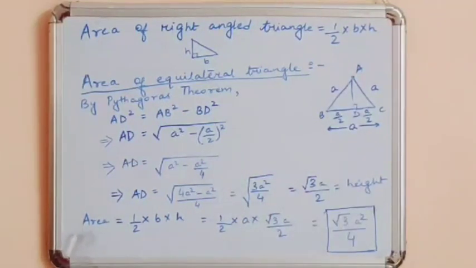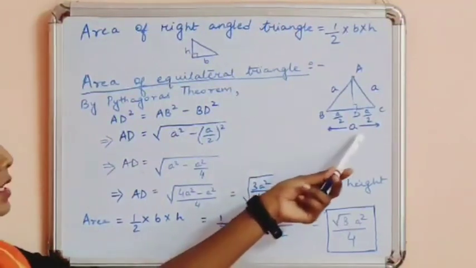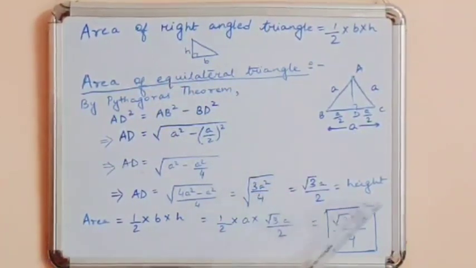So the formula for area of a triangle is half into base into height. Here the base is A and the height is root 3A by 2. Multiplying these, we get root 3A square by 4. A into A becomes A square and 2 into 2 is 4. So you can simply memorize this formula for the area of an equilateral triangle, or else you can derive it in this process also.